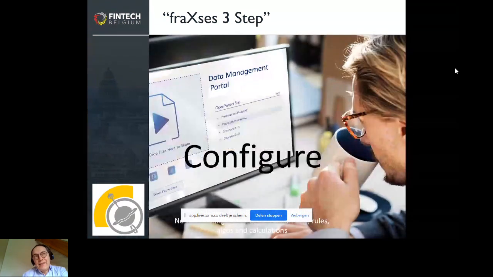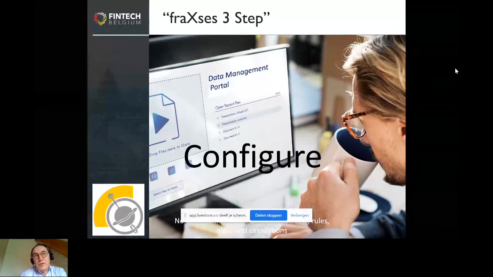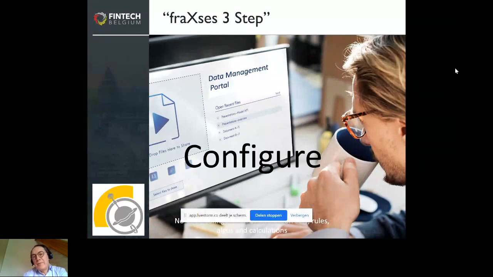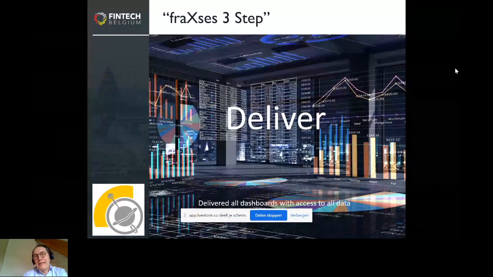Once all the data was gathered and we had all the metadata, then we could start configuring the output based on all the data that was available. And then the last step was to deliver all the data in a structured, harmonized format to the Click View application for visualizing.